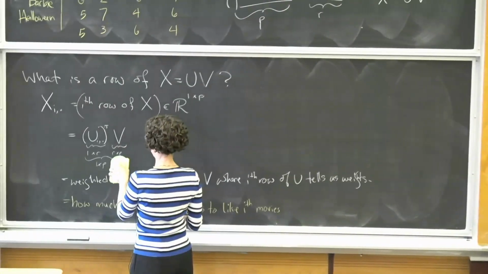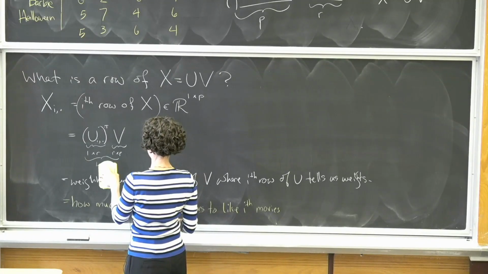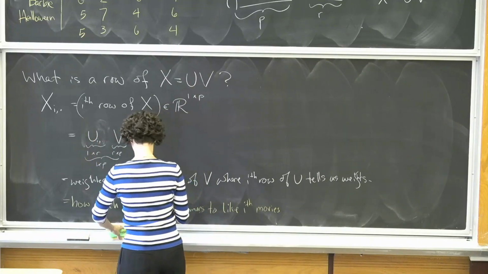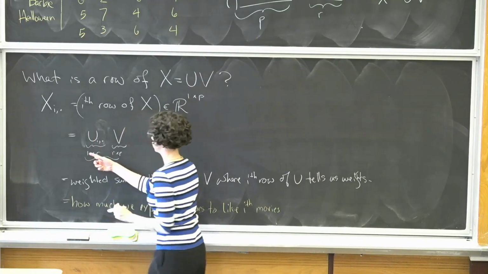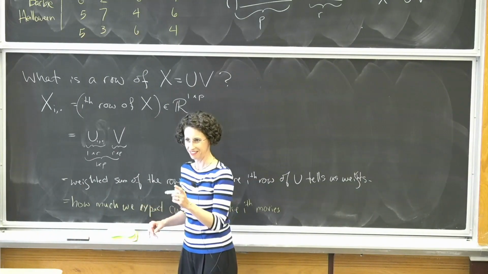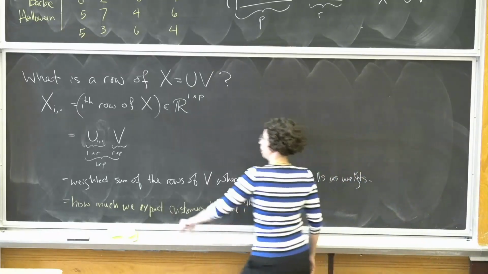I want that entire row. So I'm going to do, oh, you know what? I think I just don't need the transpose, right? Because Ui dot is just a 1 by R vector. So I think I just didn't need the transpose. Yeah, if that's what you're pointing out, well done. Very good. You got it exactly right. Thank you.